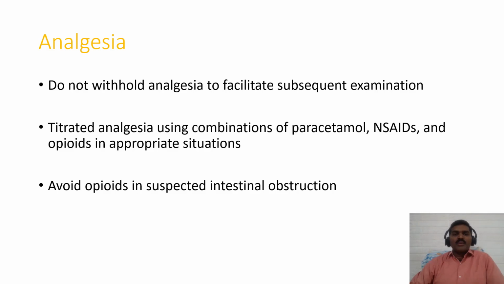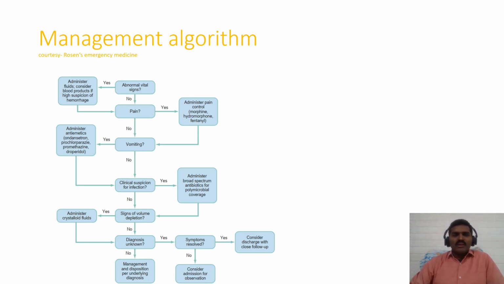So coming to the management plan, again an extract from Rosen's Emergency Medicine. Abnormal vital signs are present? Yes. Administer fluids. Consider blood products if high suspicion of hemorrhage. No. Is pain present? Yes. Administer pain control: morphine, hydromorphone, or fentanyl, or you can use NSAIDs. If there is no pain, check whether vomiting is present. If vomiting is present, administer antiemetics: ondansetron, prochlorperazine, promethazine, or droperidol.